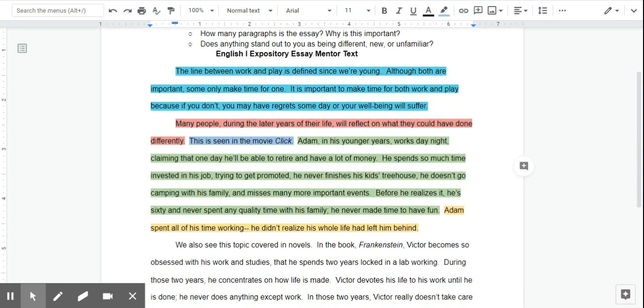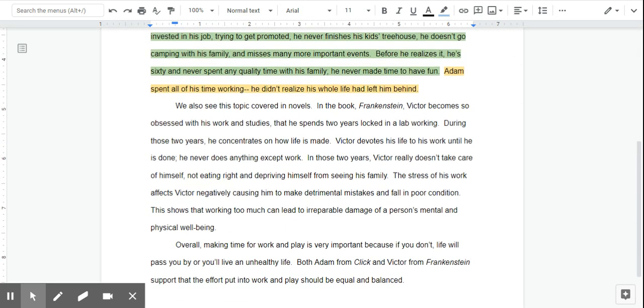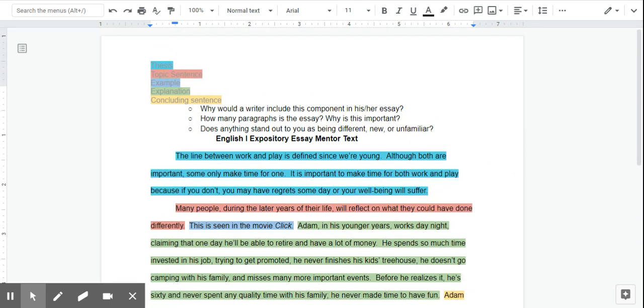Now I'm going to have you do the same thing with the second paragraph, and I'm going to have you look at organization, development of ideas, and use of language and conventions.